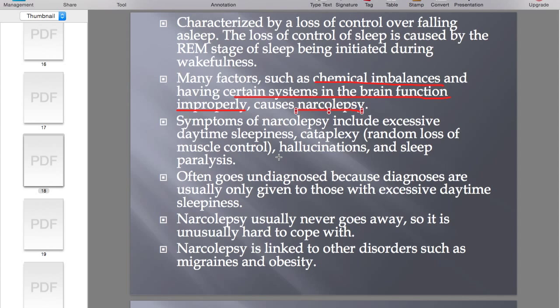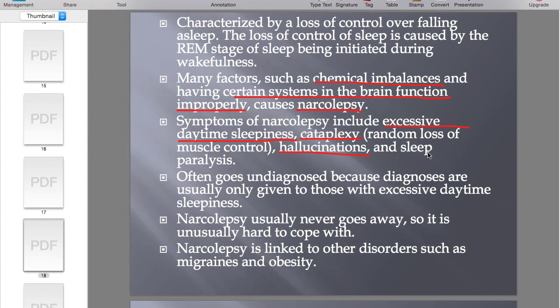So there are four main symptoms of narcolepsy: excessive daytime sleepiness, which is falling asleep during the day, like I've talked about. Cataplexy, or random loss of muscle control. Hallucinations, and sleep paralysis. Now, sleep paralysis occurs a few minutes after you wake up, and so it's pretty much like your brain's conscious, but your body's still asleep. So you're conscious, but you can't move.